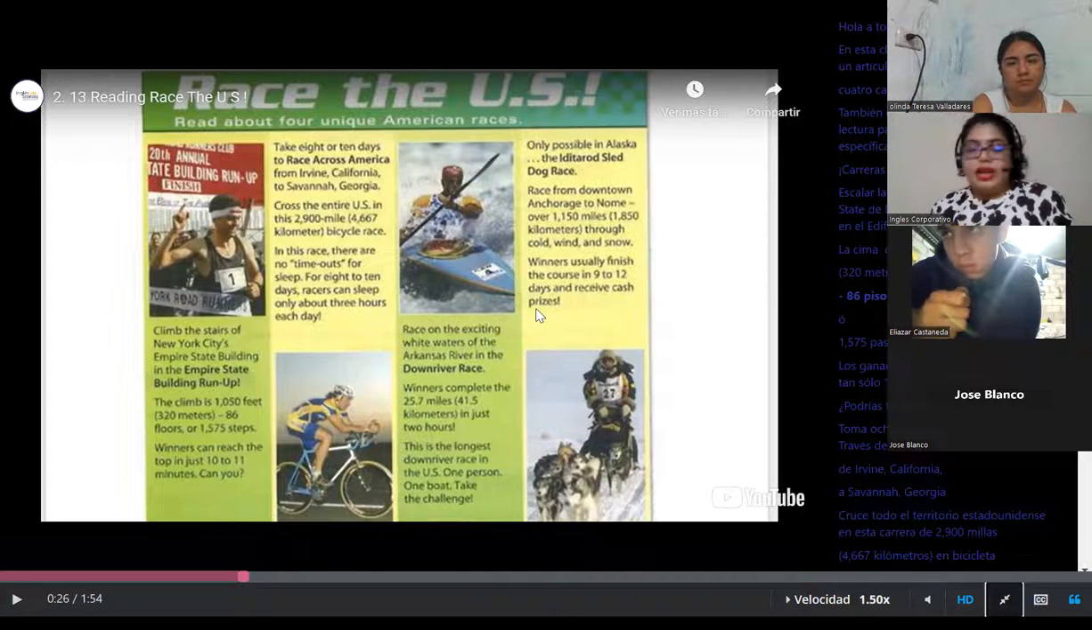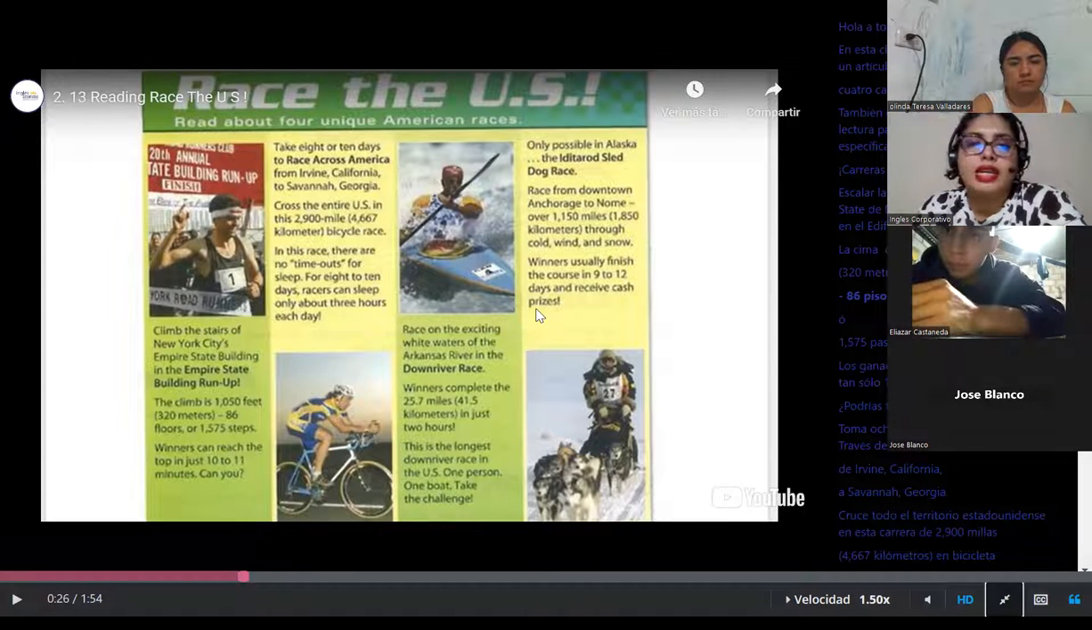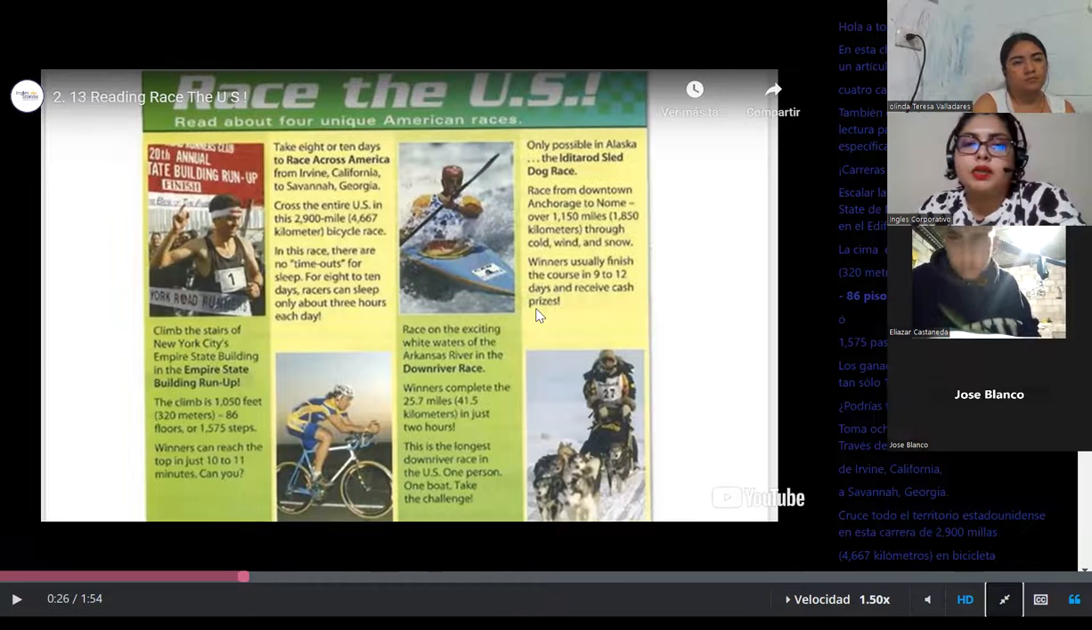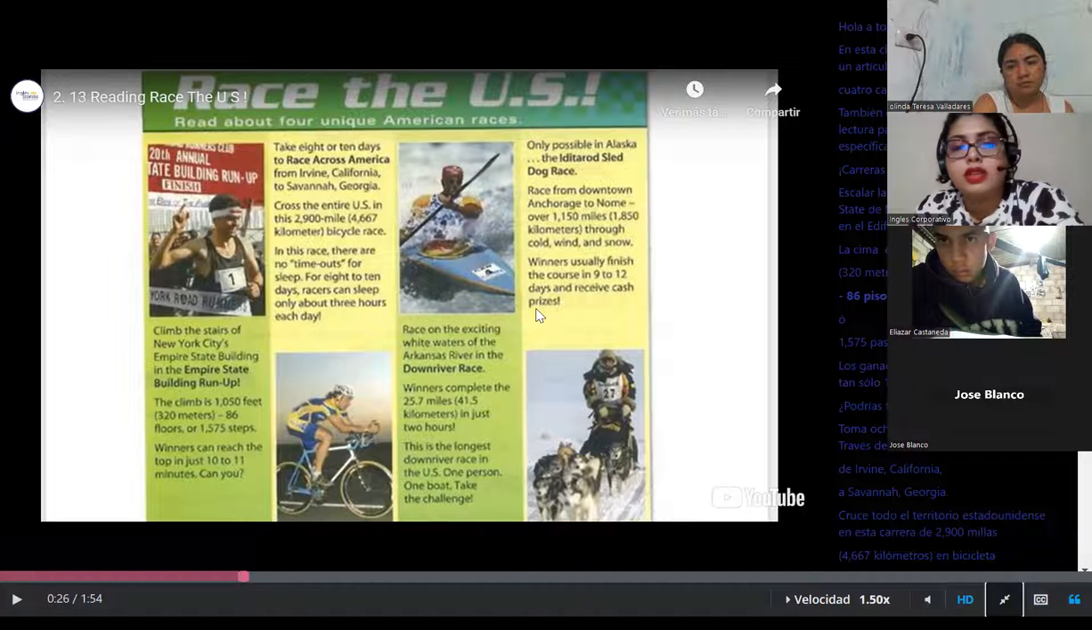And the last one is only possible in Alaska, the Iditarod sled dog race. Race from downtown Anchorage to Nome, over 1,115 miles, 1,815 kilometers, through cold, wind, and snow. Winners usually finish the course in 9 to 12 days and receive cash prizes.